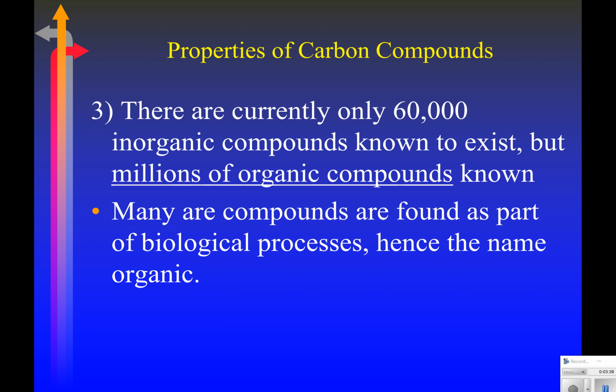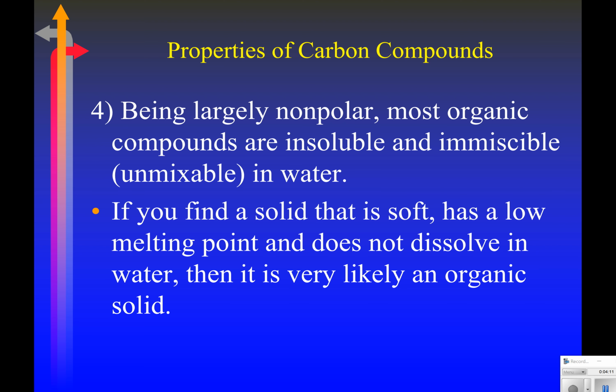Now, there are currently only about 60,000 inorganic compounds that are known to exist, but there are literally millions of organic compounds. So this branch of chemistry contains a whole lot more information and a whole lot more things to understand and to learn when we compare it to inorganic chemistry. And a lot of these compounds are found as part of biological processes in a lot of different organisms. And that's kind of where we get the name organic.